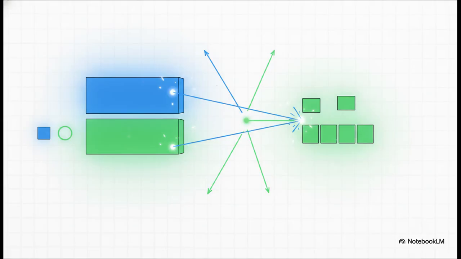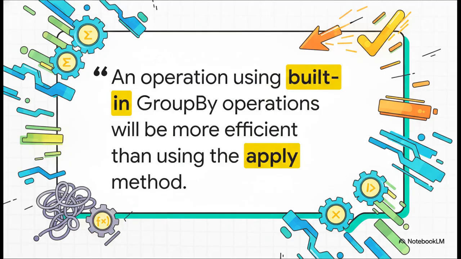And then, the final step, combine. The best part, Pandas handles this for you, completely automatically. It takes all the results from the apply step, one from each of your groups, and it intelligently pieces them back together into a brand new data frame or a series. And typically, those keys you used for grouping, they become the new index. It's super clean.